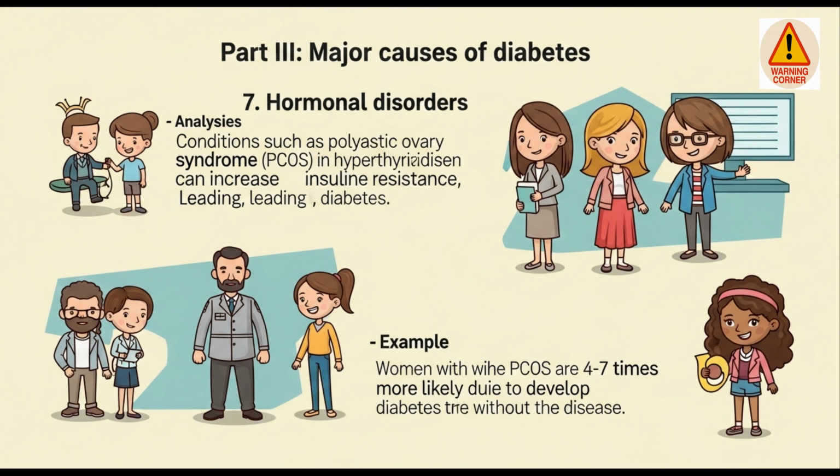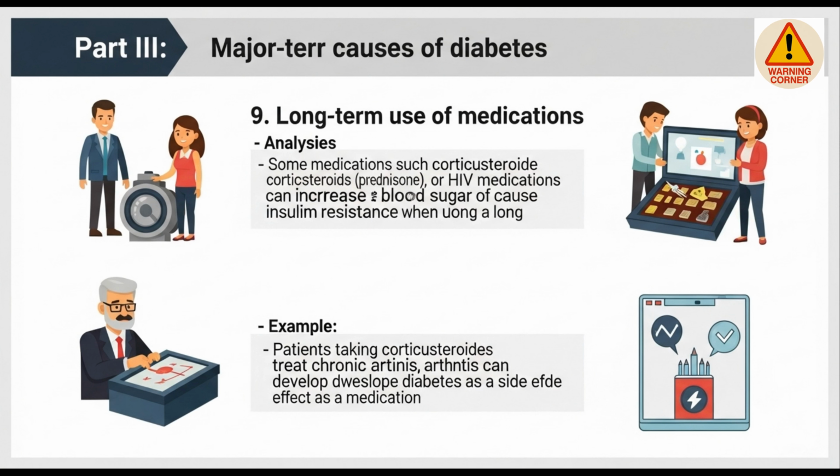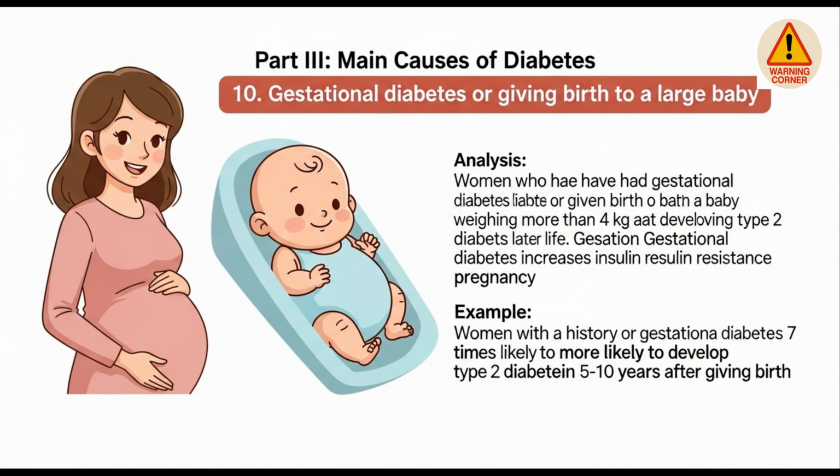9. Long-term medication use. Analysis. Certain medications, such as corticosteroids like prednisone, antipsychotics, or HIV medications, can increase blood sugar and cause insulin resistance when used long-term. For example, patients taking corticosteroids to treat chronic arthritis may develop diabetes as a side effect of the medication.